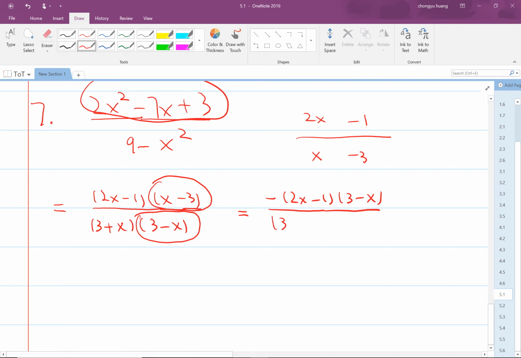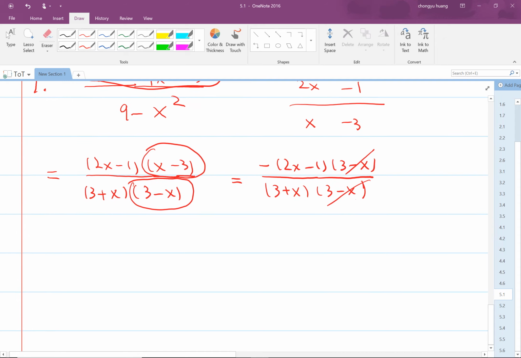So we write down the denominator, 3 plus x and then 3 minus x, and now we can cancel out those two terms. That leaves the answer as 3 plus x at the bottom, and on the top you write negative 2x plus 1. Don't forget, we have a negative over here. That's why the thing in the bracket becomes negative 2x plus 1.